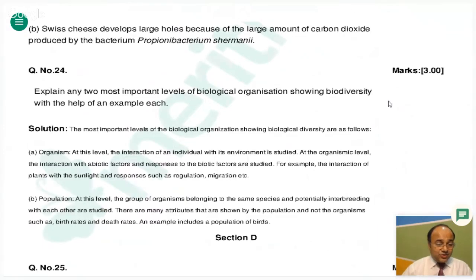And then the next question. Explain any two most important levels of biological organization showing biodiversity with the help of an example. Well, this is also very easy.